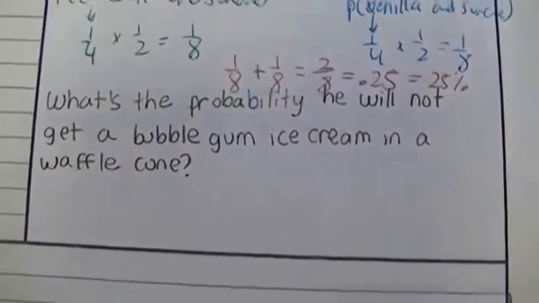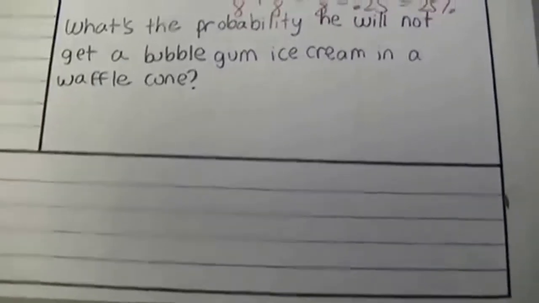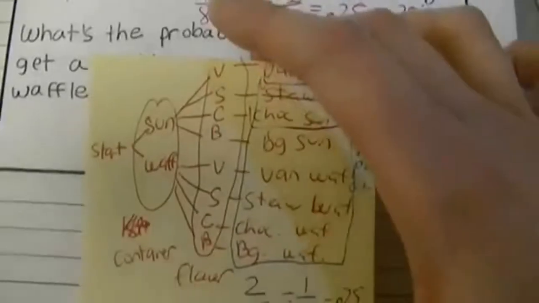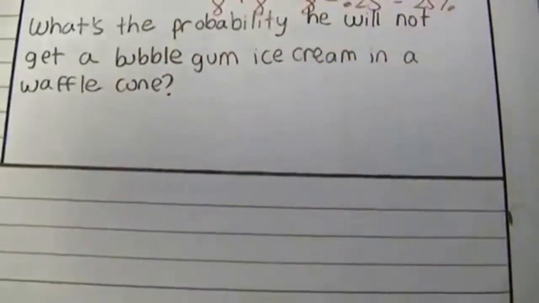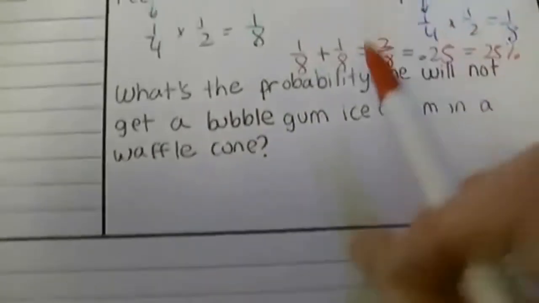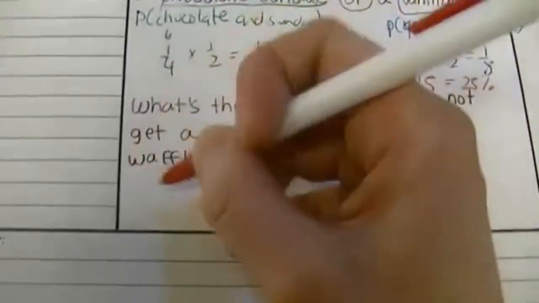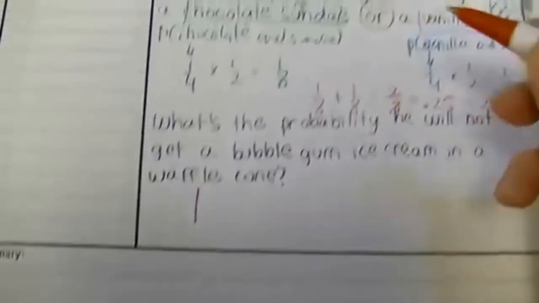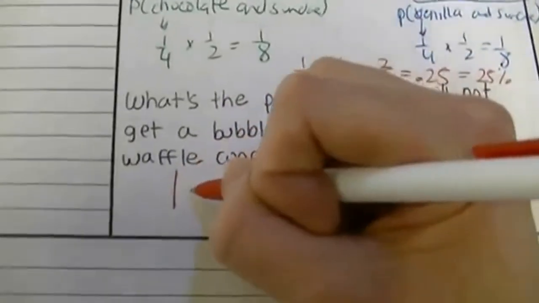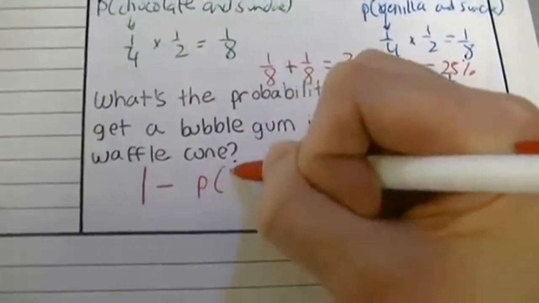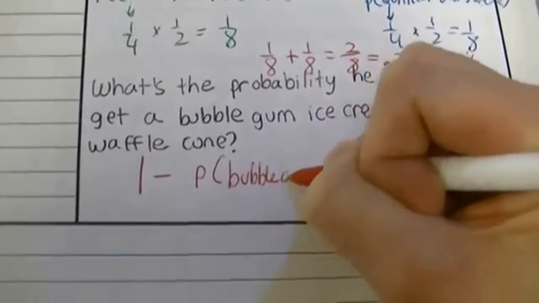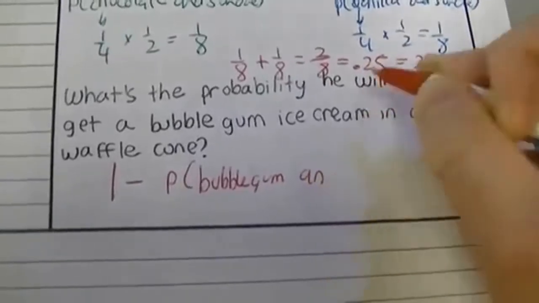If you already had this made, you can probably see it pretty easily, but I'm going to show you how to do it without that. If you want to, you could rewind the video and figure it out using the counting tree. But what I would do is all the possibilities would be 1 whole, or 8/8, because there were 8 possible outcomes. Now I'm going to subtract the probability of him getting bubblegum and a waffle, because it's bubblegum in a waffle cone.